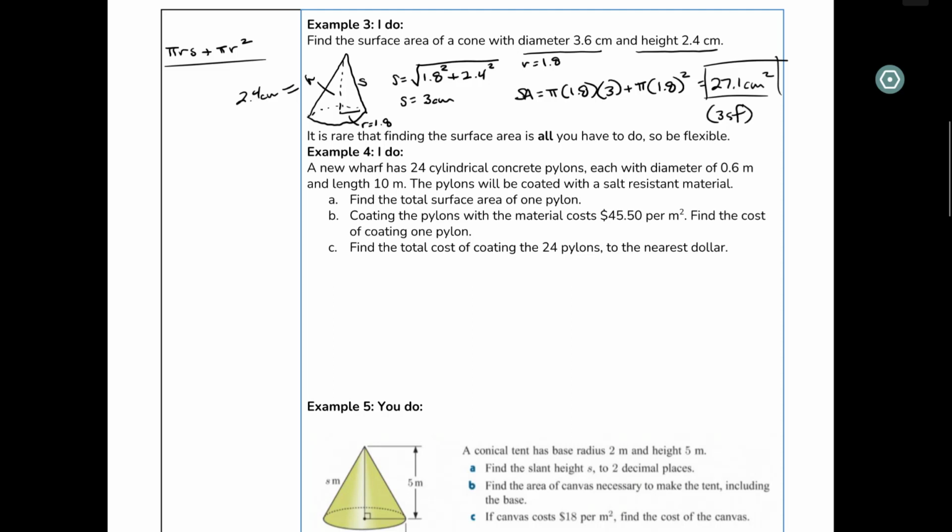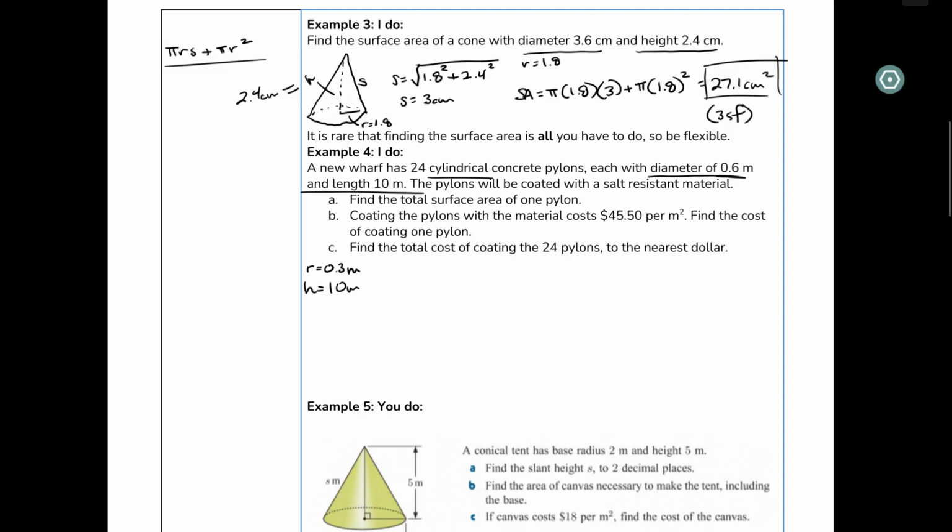Let's get to it. I want to first write down the things that I know that are going to be helpful to me. Okay, so I have a diameter of a cylindrical pylon that's 0.6, which tells me that my radius is actually going to be 0.3 meters. And then I have a length or a height of 10 meters. So that's going to be helpful for me.